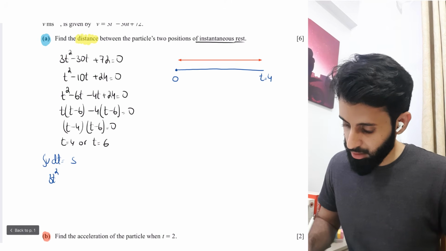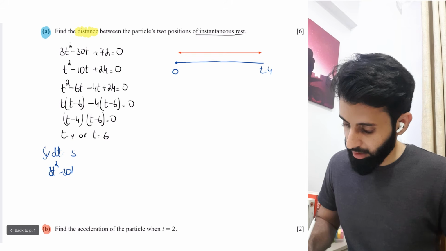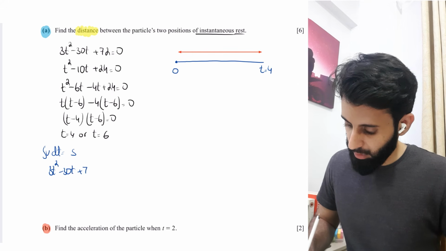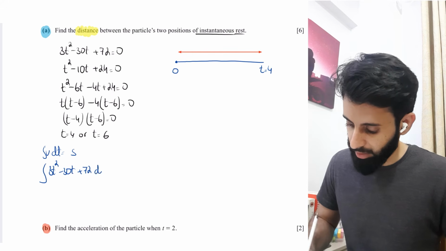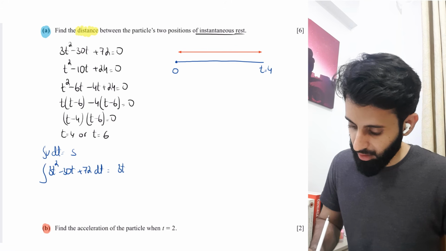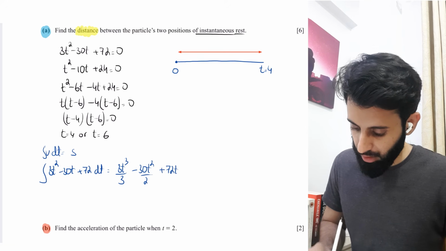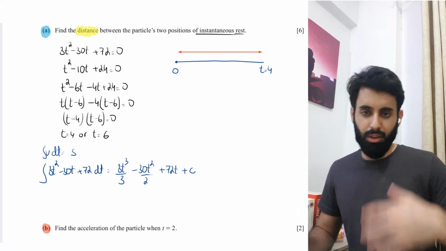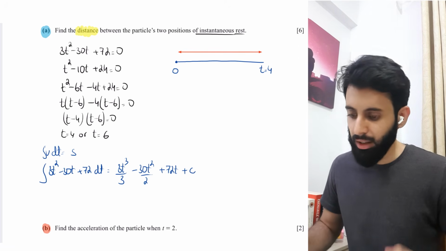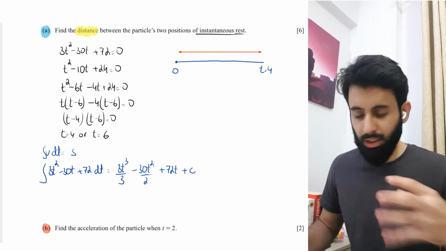So we have 3t² − 30t + 72, and this is what we need to integrate with respect to time. So we have 3t³/3 − 30t²/2 + 72t. Now I am going to write plus c because that's what we normally do whenever we're integrating. But over here, c is going to be equal to 0.